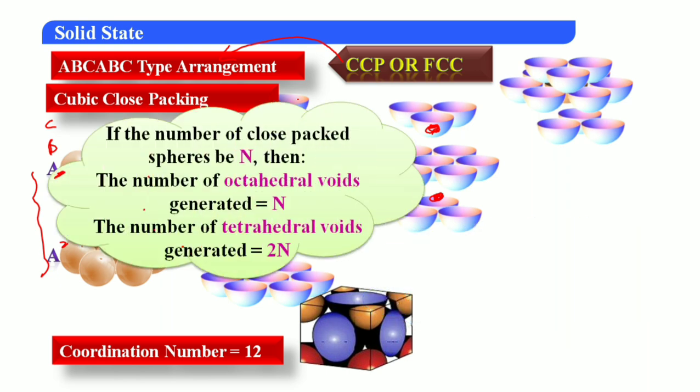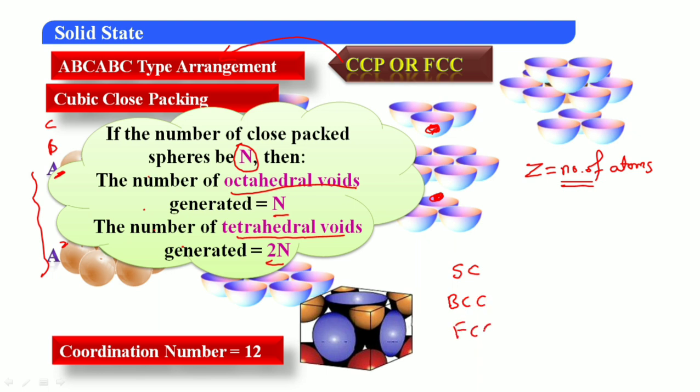We will understand it in another way. So before that, now you can see how to calculate octahedral voids and tetrahedral voids. Just imagine the number of close packed structures is n. N is nothing but Z here, remember. Z is nothing but the number of atoms. For simple cube, BCC and FCC or HCP or CCP, we have already calculated the number of particles. Z is equal to 1 here, 2 here, 4 here.